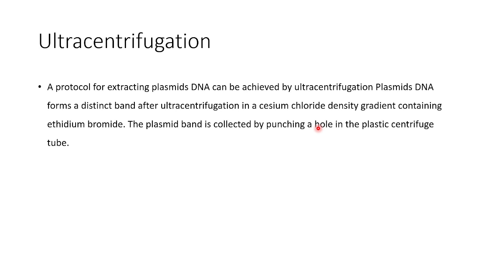Now the plasmid DNA forms a distinct band after you have performed ultracentrifugation in a density gradient using cesium chloride which contains ethidium bromide. Now why do we use ethidium bromide? Because it intercalates inside the double-stranded DNA, which you can observe under the UV light. Now the plasmid band is collected by punching a hole in the plastic centrifuge tube, and after this you get your plasmid band from where you can extract your DNA.